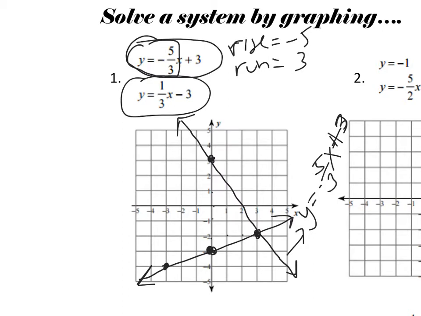There's a very clear spot here on the grid lines where they intersect. That's at 3, negative 2. So the solution to this system is 3, negative 2. It happens right here.